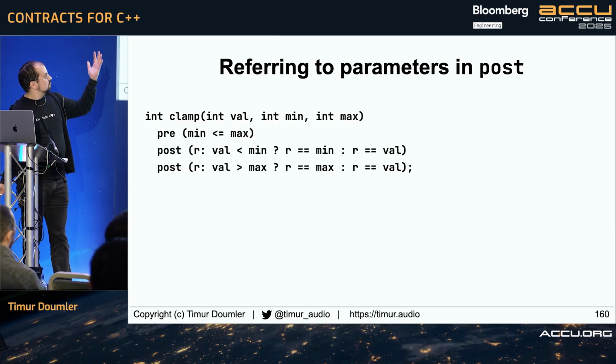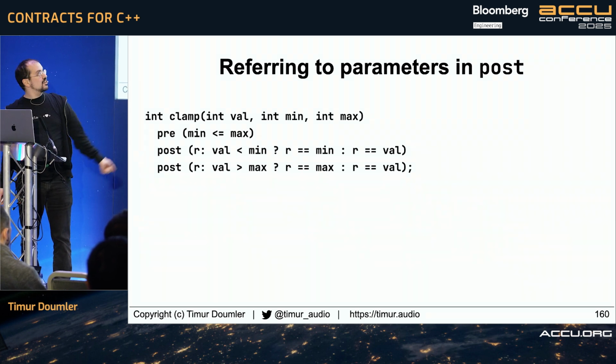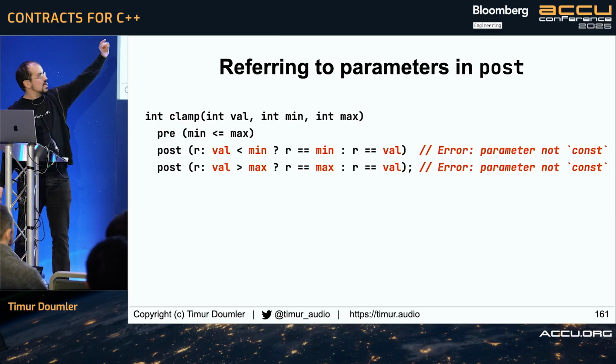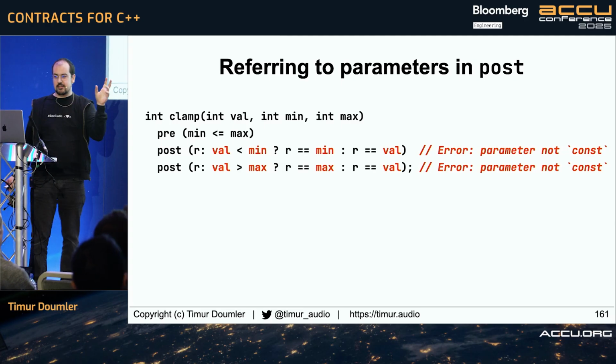And so this looks reasonable, right? Except it's not gonna compile. The compiler is gonna tell you, well, you're referring to a function parameter inside a post condition, but that function parameter is not const, you can't do that. That's weird, right? That's confusing.